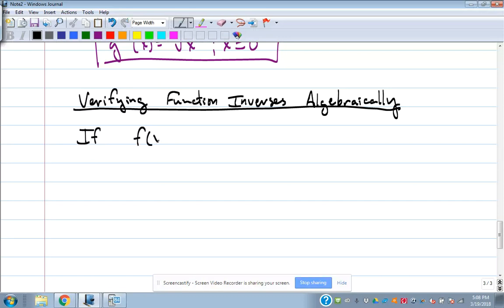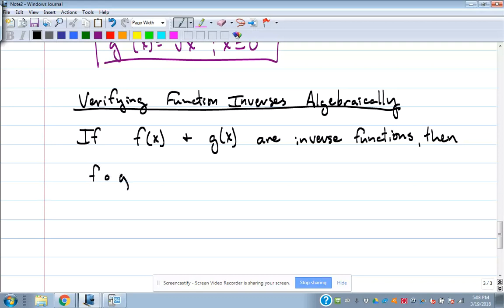Okay, if f of x and g of x are inverses, or inverse functions, then f composed with g of x equals x, and g composed with f of x equals x. Composition is the tool for algebraic verification of inverses.